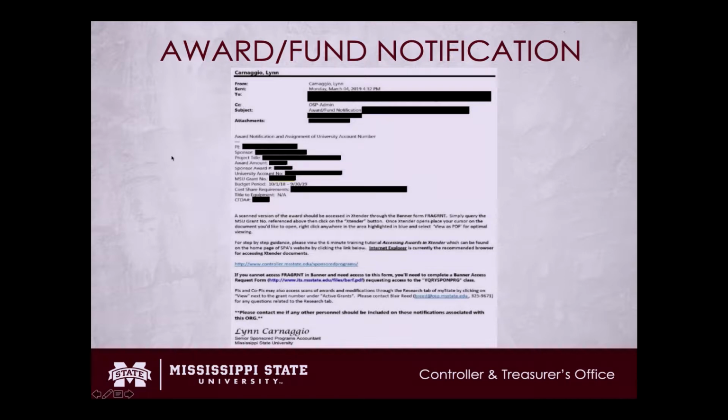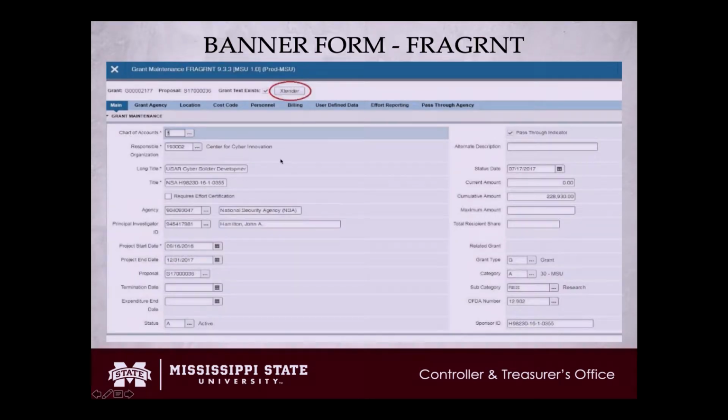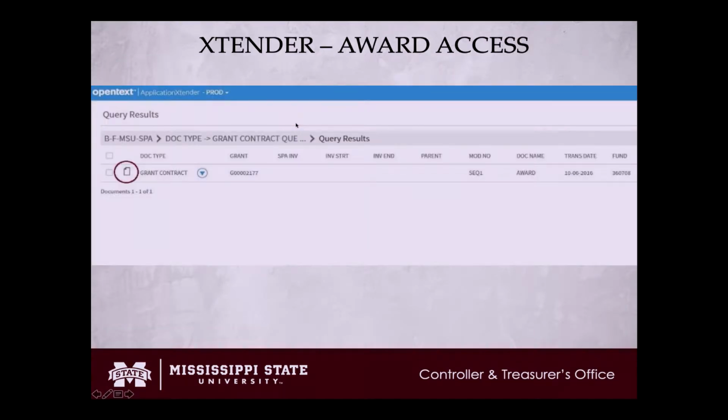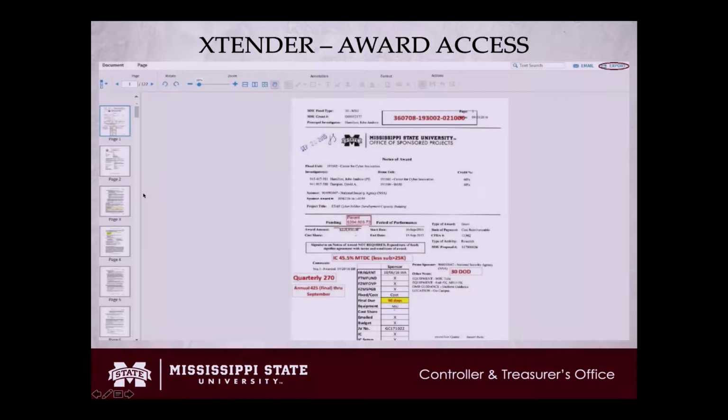You'll notice it has all the information you need to identify which project this is, including the PI, the sponsor's name, project title, university account number, and then your MSU grant number. If you go to a Banner form FRAGRNT, which we call FraGrant, you enter the G number from your notification and then click on this Extender button. Another browser will open up and provide you access to your award contract. To open that contract or award, simply click on the paper icon and it will pull up the award in a format that allows you to search through the award page by page.